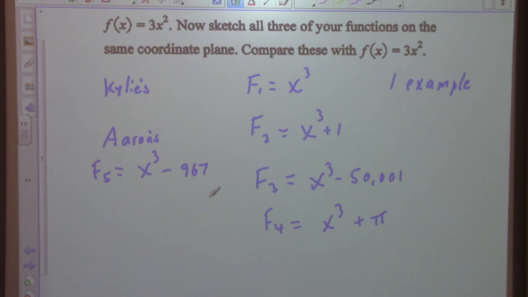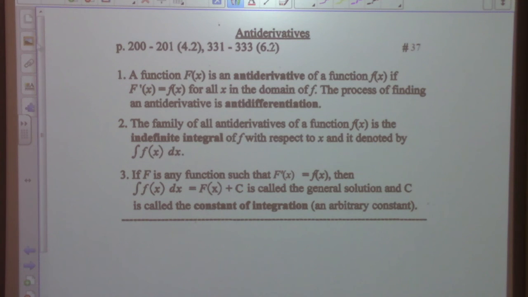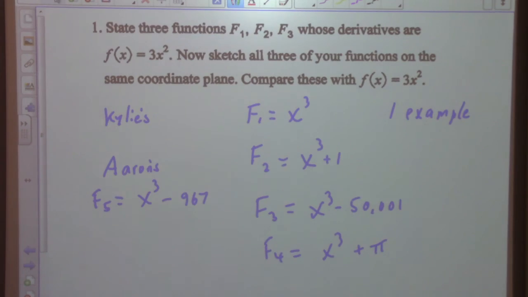Why do all these examples, f2 through f5, also qualify? Because their first derivative is all equal to 3x squared, right? So anyway, that's an example of a constant of integration, why you have a constant of integration. And so what we do is we articulate it thusly, and I'll show you the way it works.